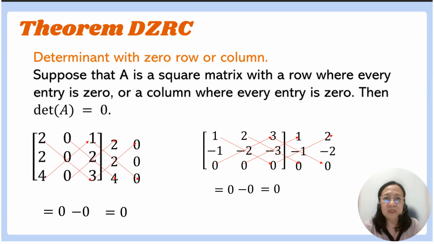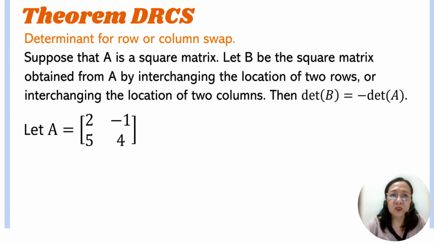So we have proven that any row or column whose entries are 0 will become 0. Okay, now we're going to show this determinant for row or column swap. So suppose that matrix A is a square matrix. Let B be the square matrix obtained from A by interchanging the location of the two rows or interchanging the location of the two columns. So then we obtain that the determinant of B is equal to the negative determinant of A. So we're going to prove this part using our example.